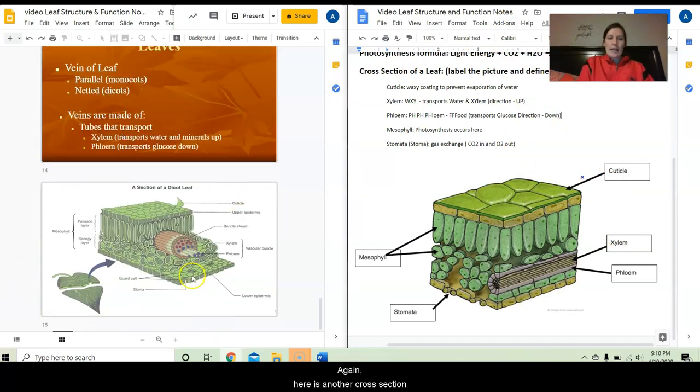So again, here's another cross section of a plant you can check out if you want. The vascular bundle, those would be your tubes. This one labels upper epidermis and lower epidermis, your stoma, your guard cells, spongy and palisade. So this one actually labels everything. This is all you really need to know right now. If you take AP Bio, we're going to get more into detail.